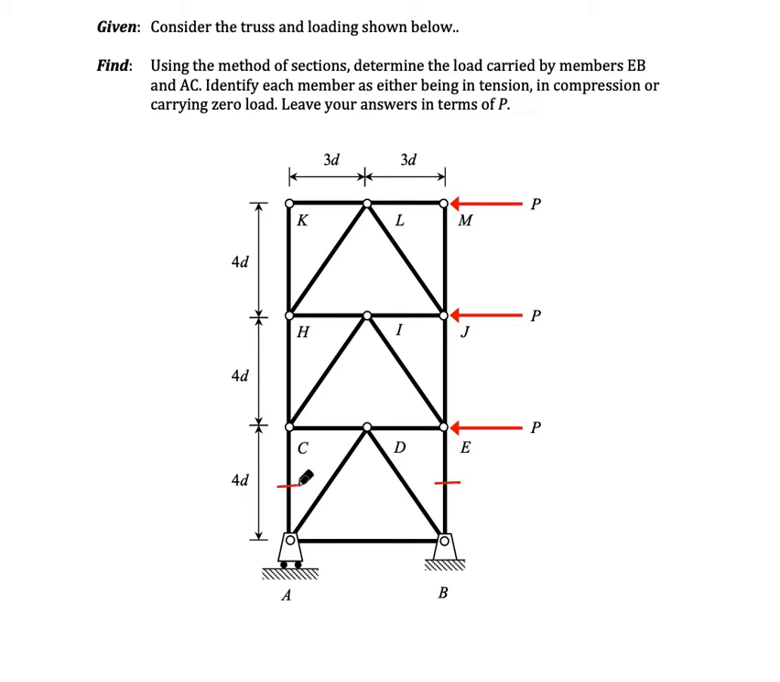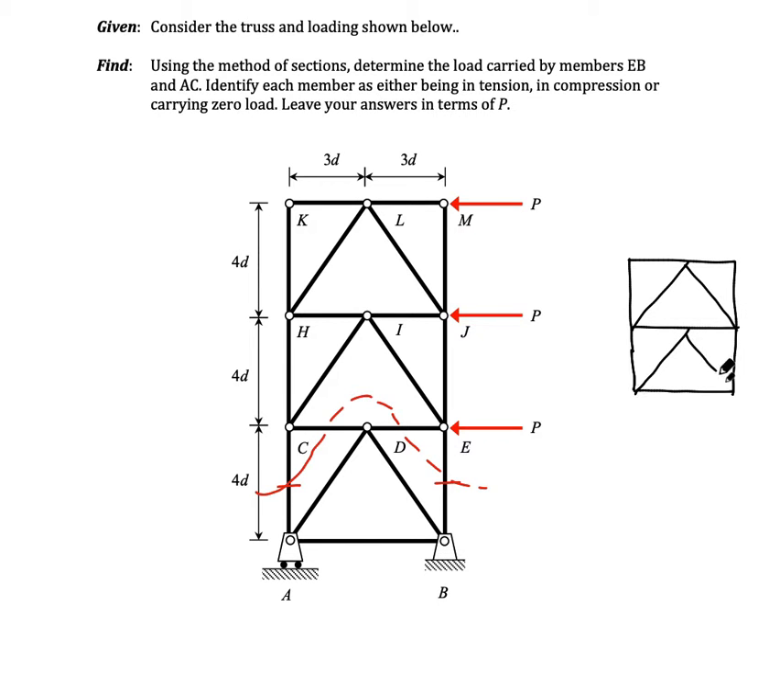My choice here on drawing a free body diagram, what section I'm going to use, is I'm going to pass some cuts like that. Therefore, what I'm going to have left over in terms of my FBD is going to be this. And I think I need to erase this member there, because what I'm going to show in my free body diagram is, of course, the applied loads P at M, J, and E.